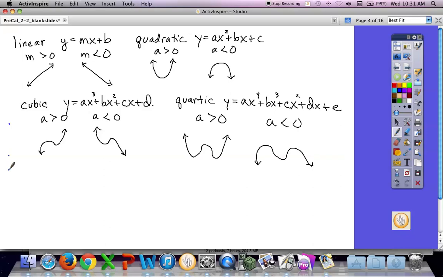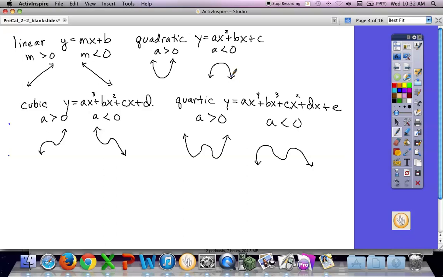Right? If the quartic is 4th degree, the highest degree term is ax to the 4th, and you can see its graph, right? It either starts high and ends high, or it starts low and ends low. Kind of like a parabola, right? A parabola, right? If it starts high, it ends high. If it starts low, it ends low.